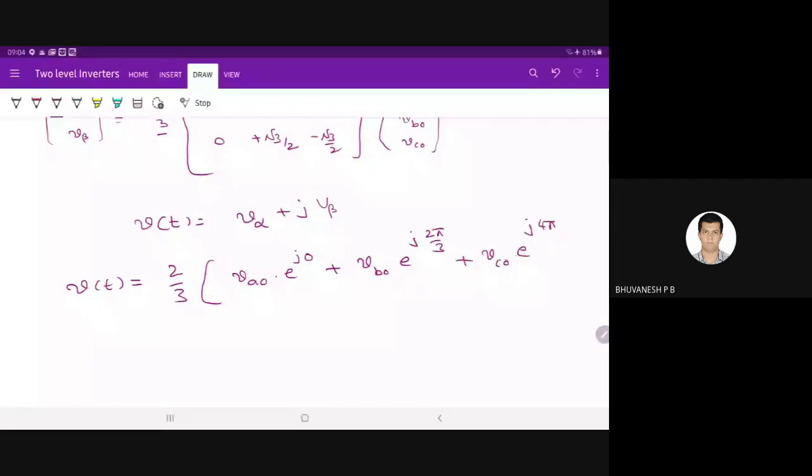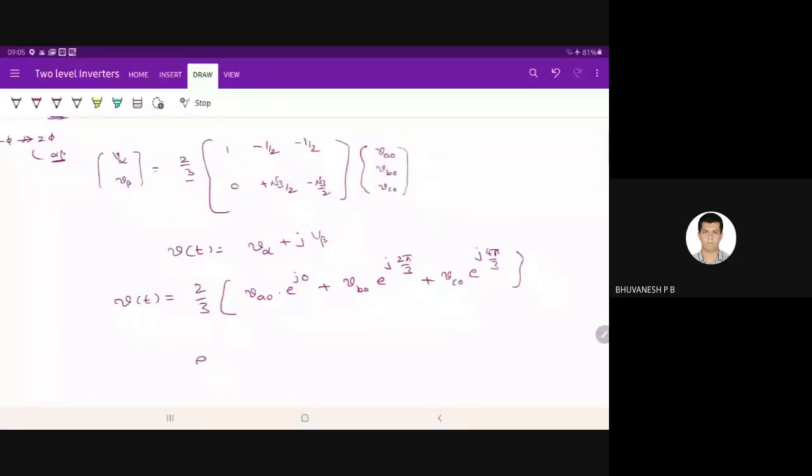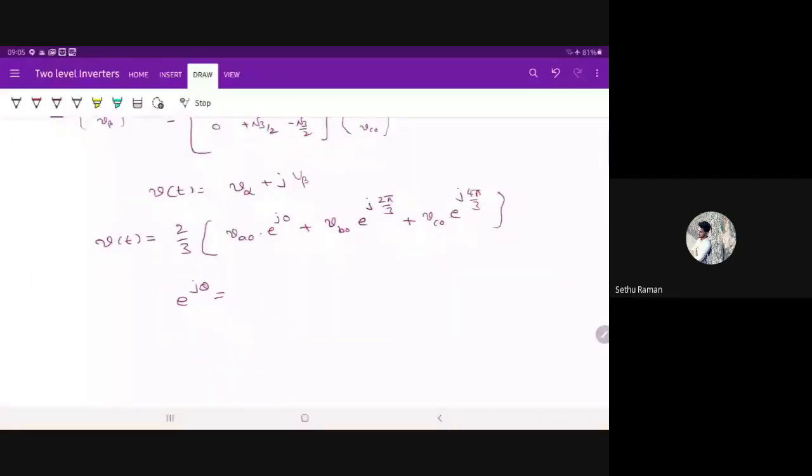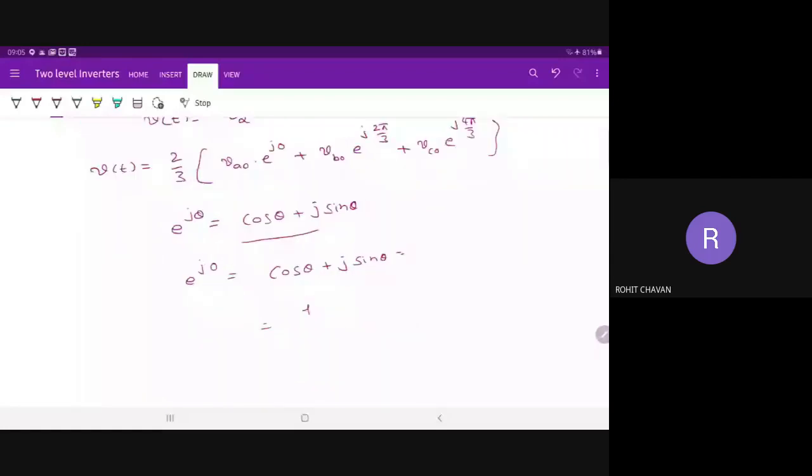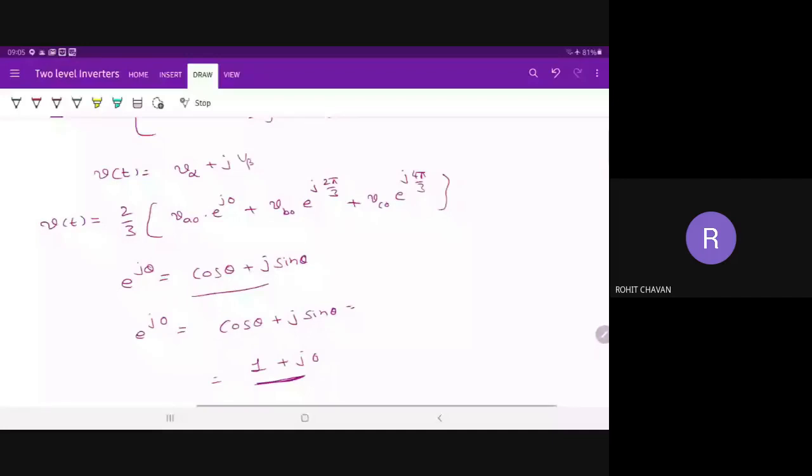What is e to the power of jθ? It is cos θ plus j sin θ, right? Okay. What is e to the power of j0? It is cos 0 plus j sin 0, right? That means cos 0 is 1 and sin 0 is 0, so it is 1 plus j0. So that is the first term, right? So this is 1 here and j0.